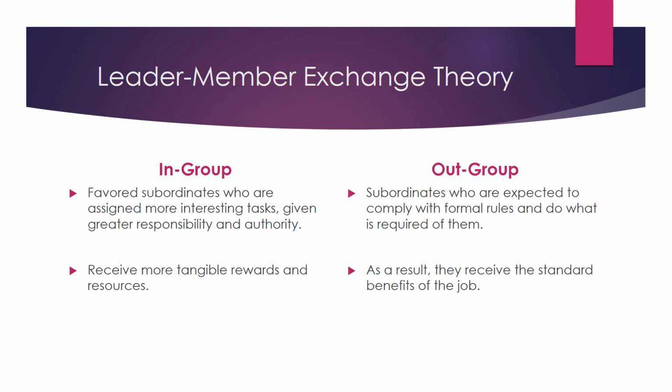In this phase, there may be in-group relationships and out-group relationships. So in the in-group, you have favored subordinates who are assigned more interesting tasks, given greater responsibility and authority. High levels of trust exist. Mutual influence exists. In the out-group, subordinates are simply expected to comply with formal rules and do what is required of them. As a result, they receive the standard benefits of the job, because with an out-group relationship, there are low levels of trust and low levels of support from supervisor to subordinate. If you've ever been in an in-group or an out-group, you know how it feels. So it's very different. When you're in the out-group, it's like you're on the outside looking in.